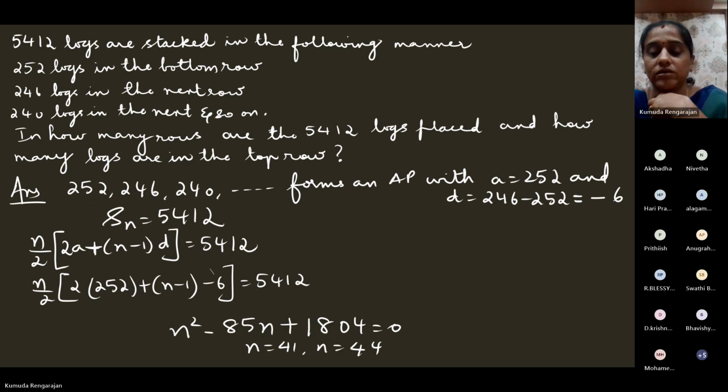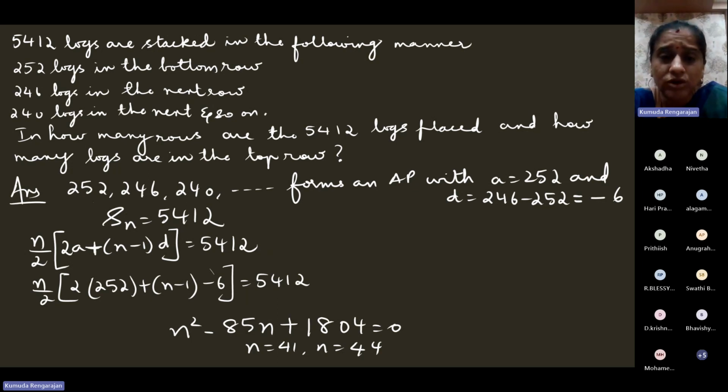Okay. So now about the two values of n. n is equal to 41 or 44. Now both the values of n are acceptable. There's no reason to reject either value. Number of terms 41, number of terms 44, both acceptable.